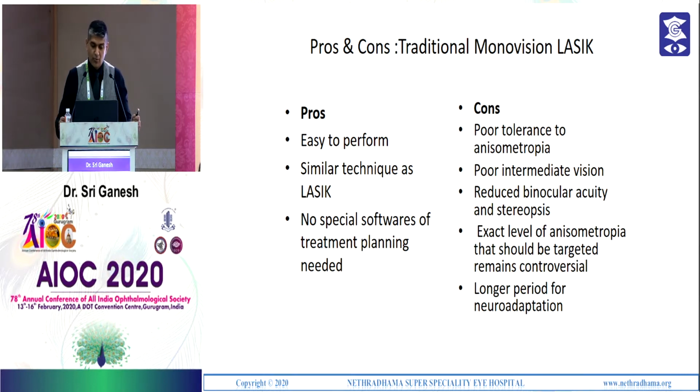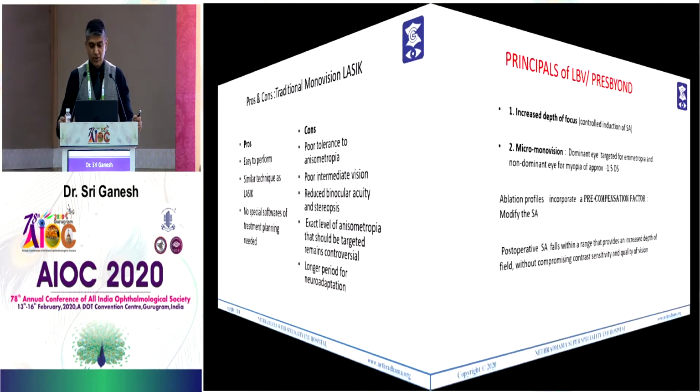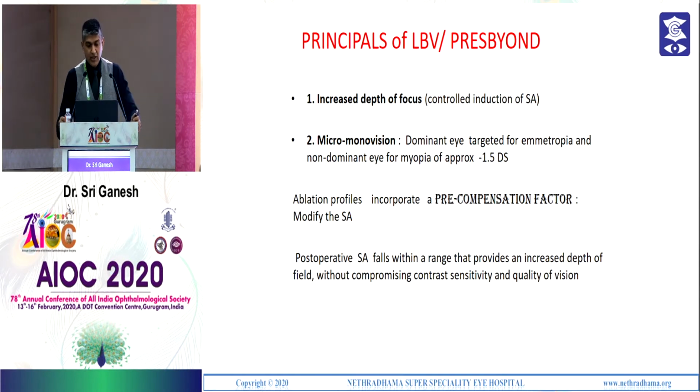Cons are its poor tolerance to anisometropia, poor intermediate vision, reduced binocular acuity and stereopsis, and the exact level of anisometropia that should be targeted again remains controversial, and a longer time for neuroadaptation. Coming to laser blended vision or Presbyond, this is getting more popular, and this is a procedure I had 4 years ago, and I can tell you that it works pretty well.